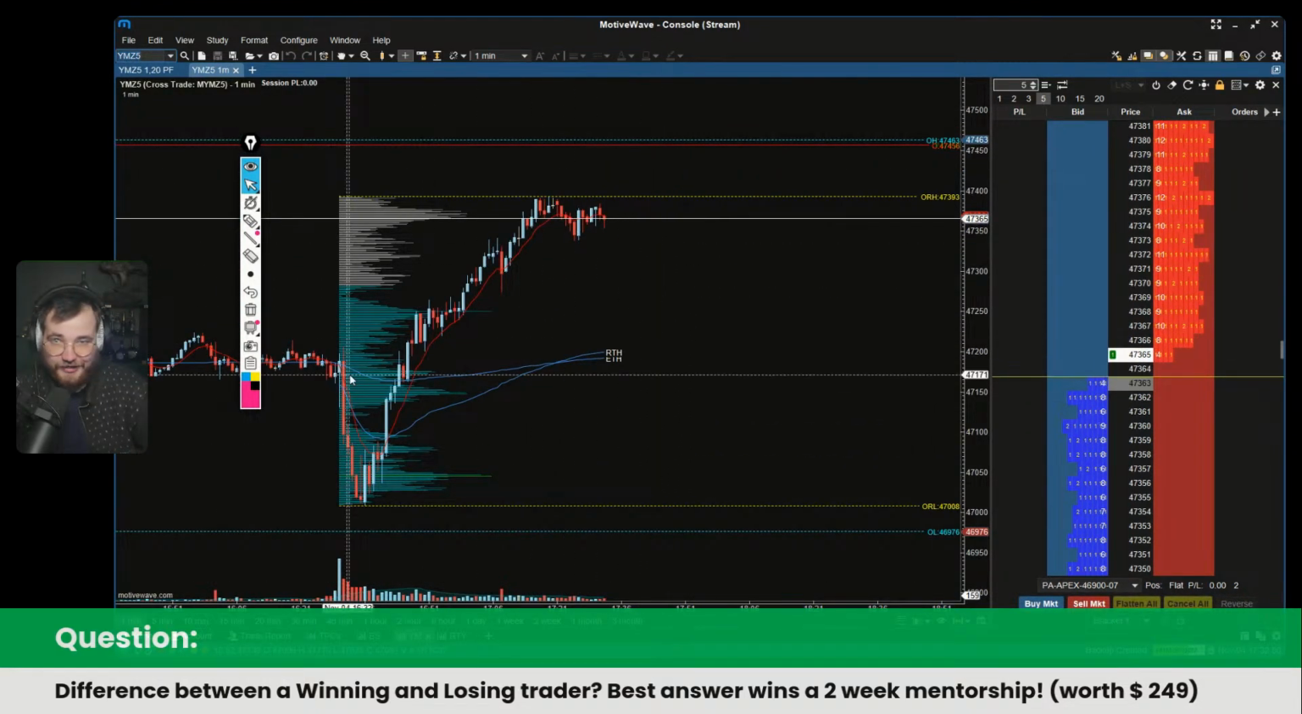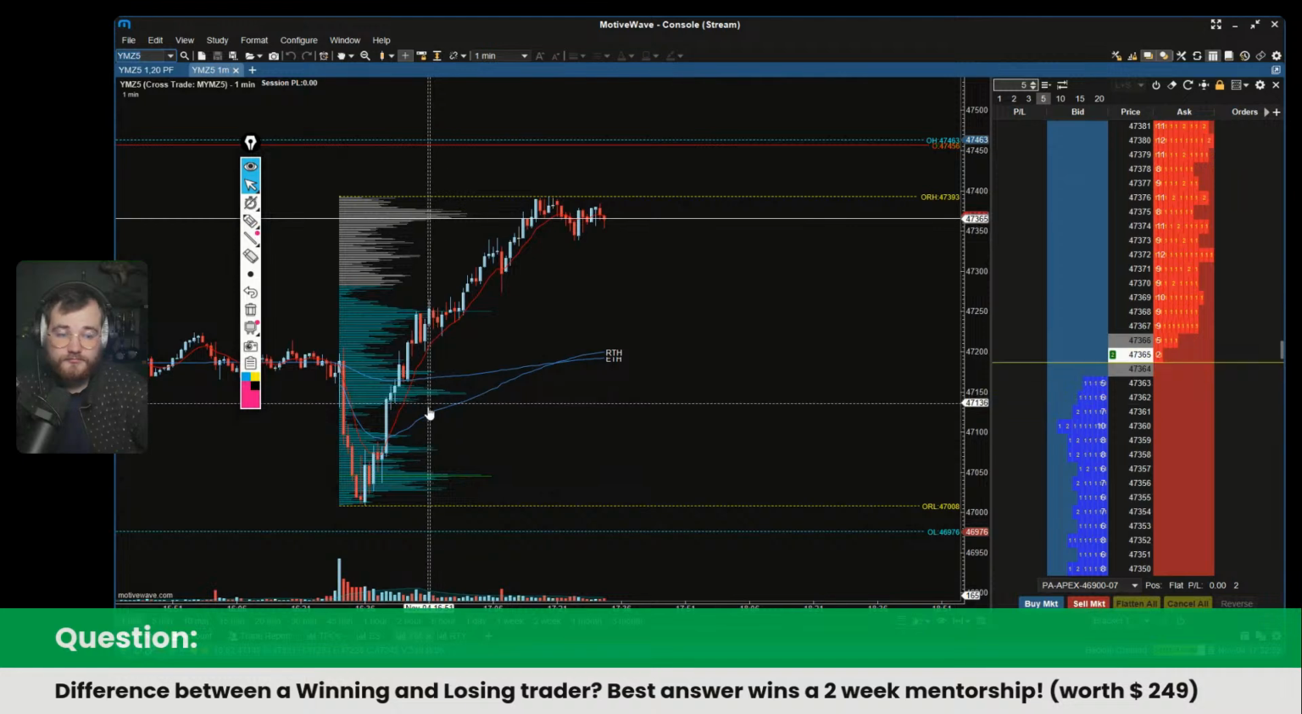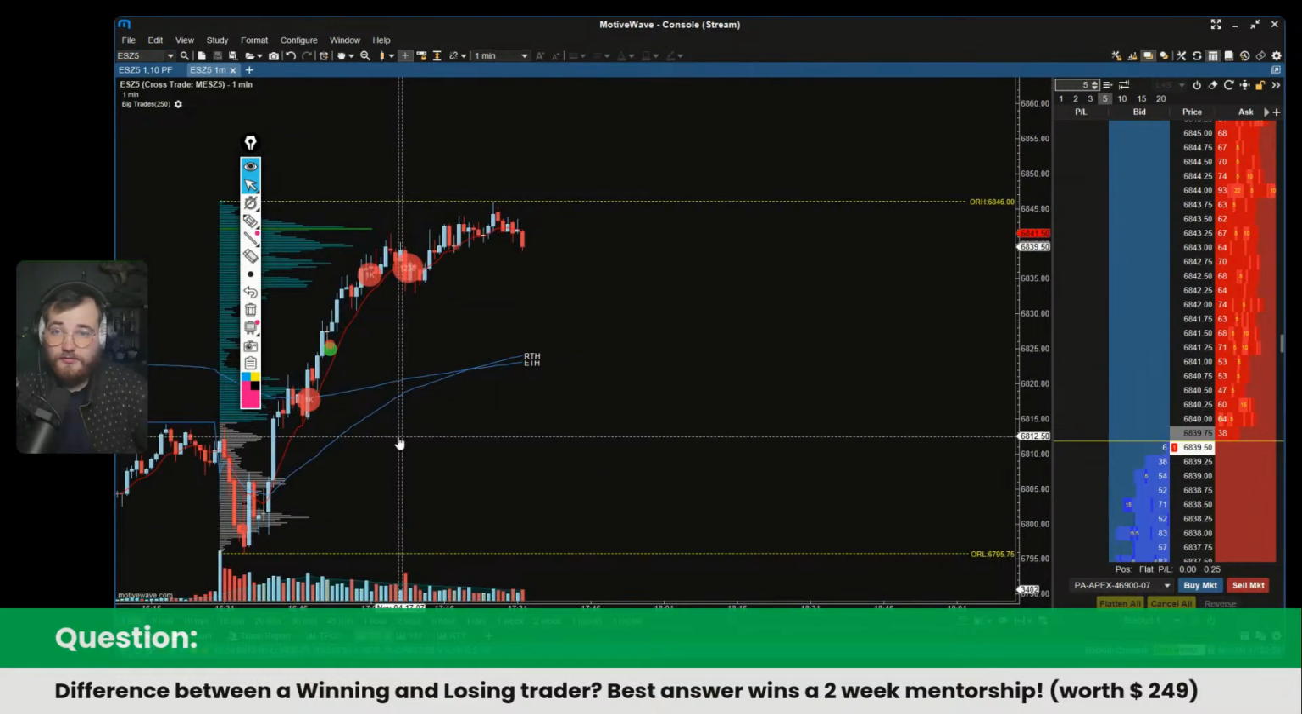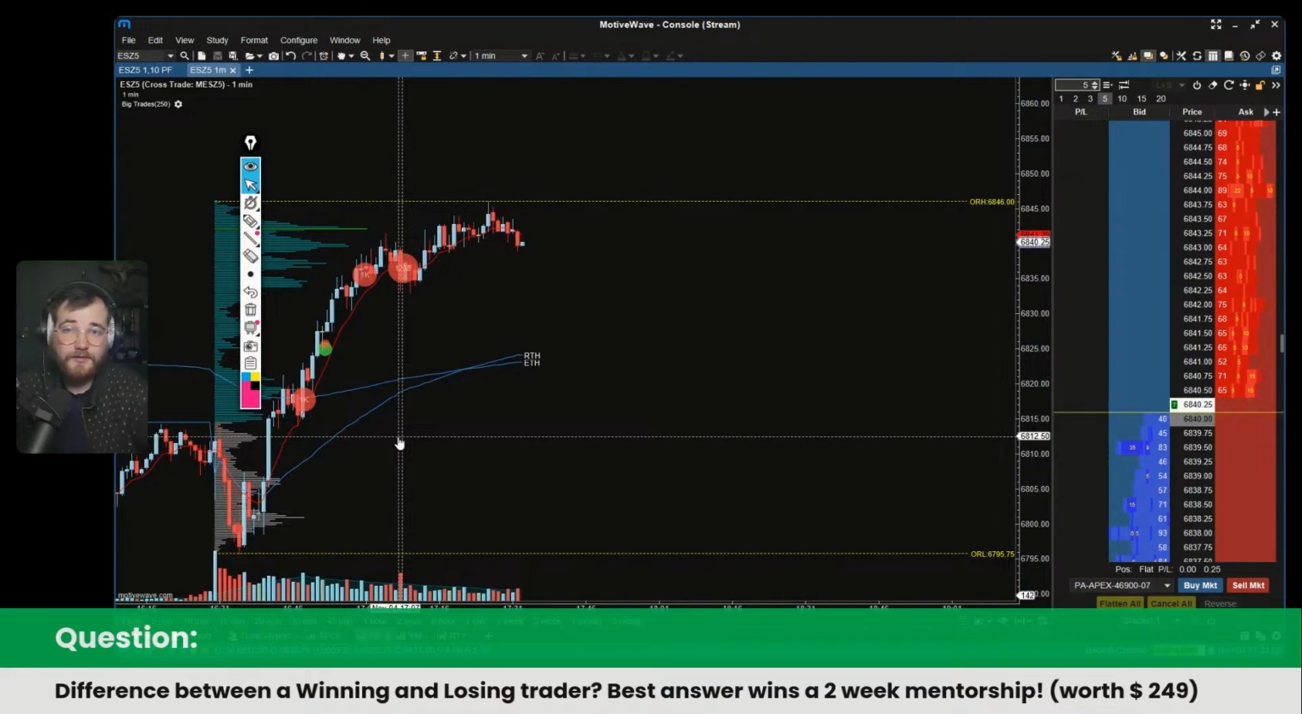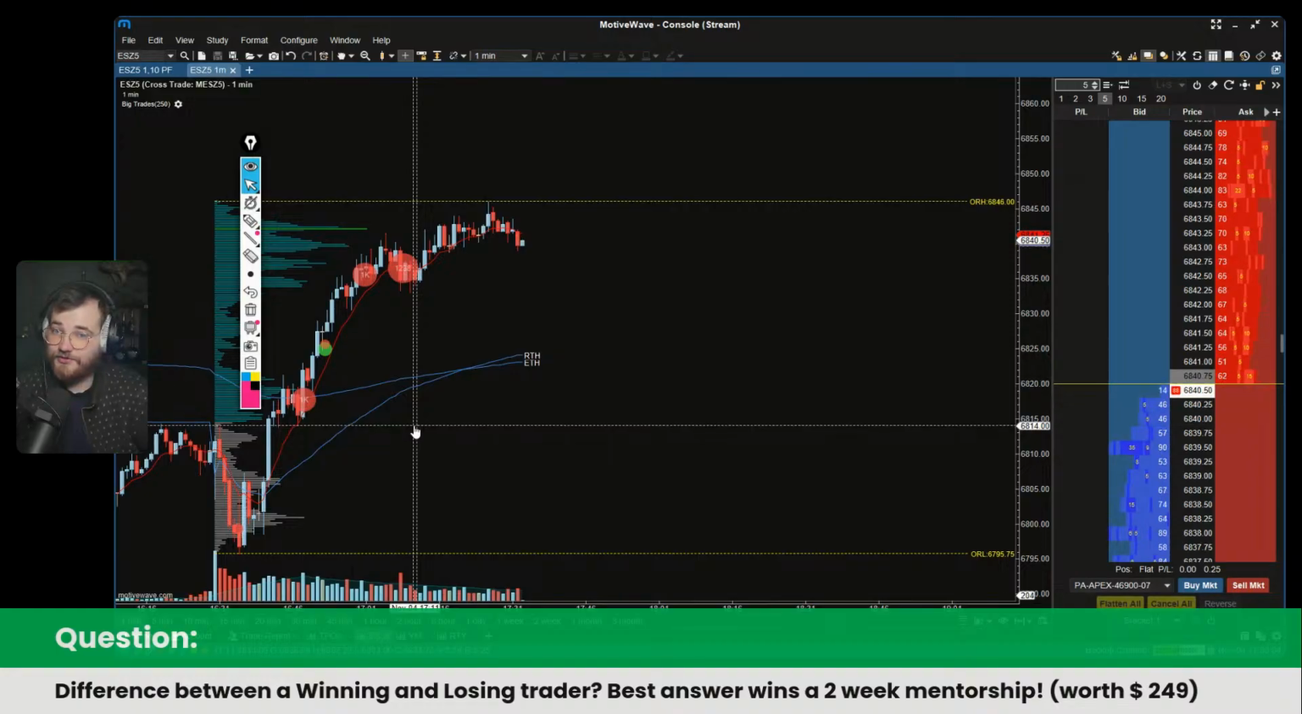YM is very close to the gap close here. Nothing to do, nothing to do. The trend is your friend, and if you catch this trend, you're probably making money. I did not, so I'm just looking at the market to do its thing.